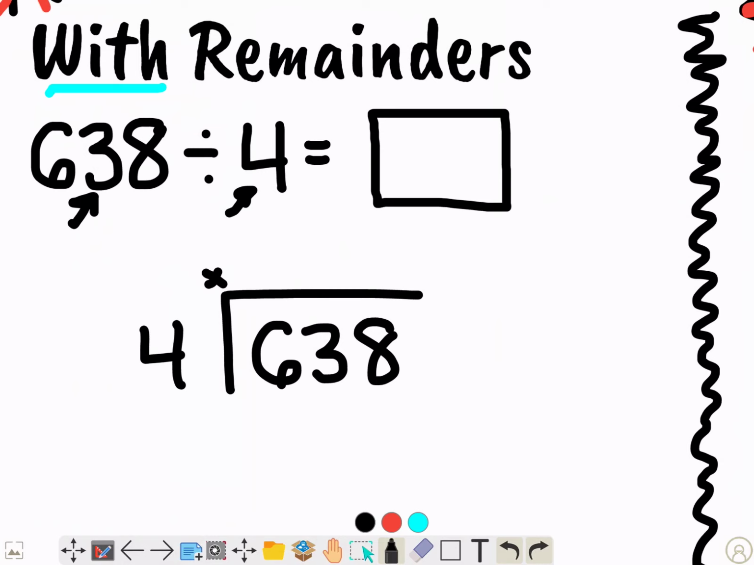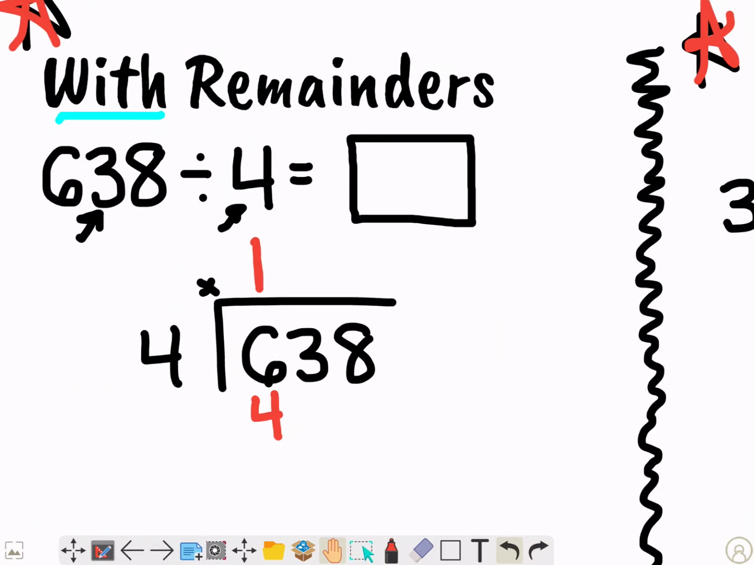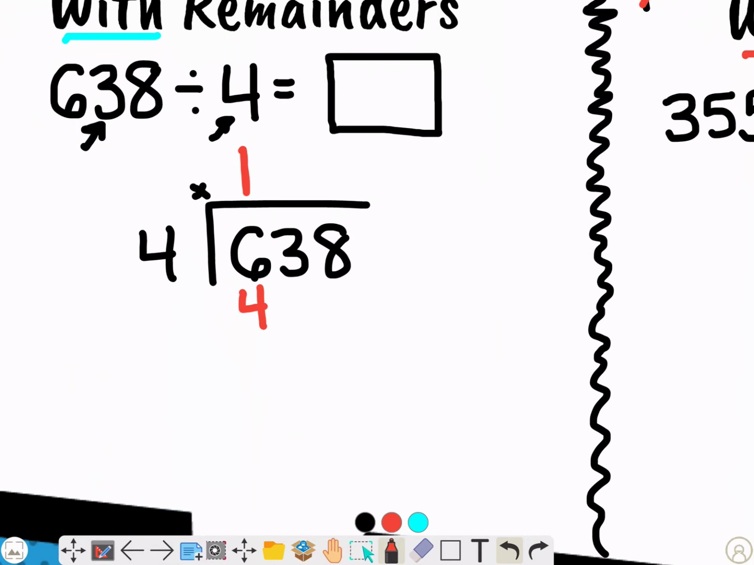I have to start with my biggest place value. How many times can 4 go into 6 without going over? Well, 4 times 1 is 4, 4 times 2 is 8, 8's too big, so it can go in there 1 time. Well, what is 1 times 4? 1 times 4 is 4. You subtract those, and you get a 2.